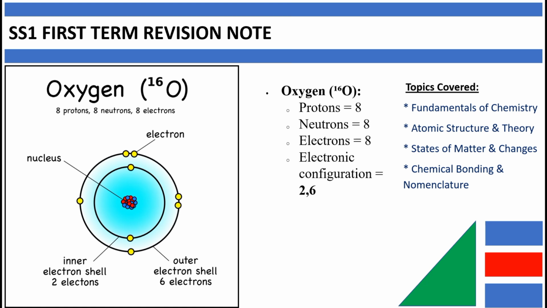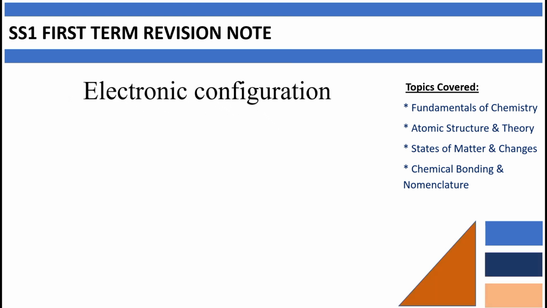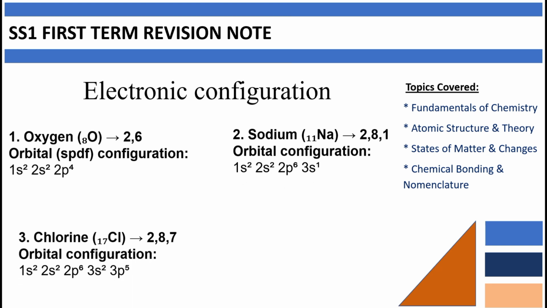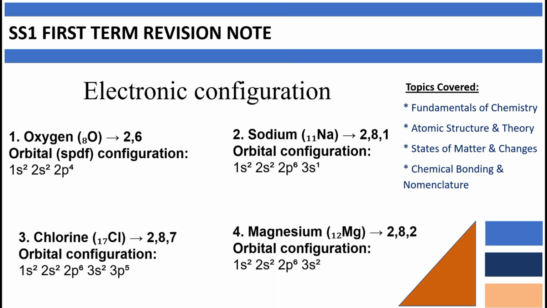If we want to write the electron configuration, we can say the electron configuration of oxygen is 2,6. Sometimes I tell my students, when you write this electron configuration, it is in haste. The best thing for you to do is to start from SPDF. So in SPDF, oxygen is said to be 1s2, 2s2, 2p4. I don't really need to come and teach you this. I'm just reminding you of what you have known.